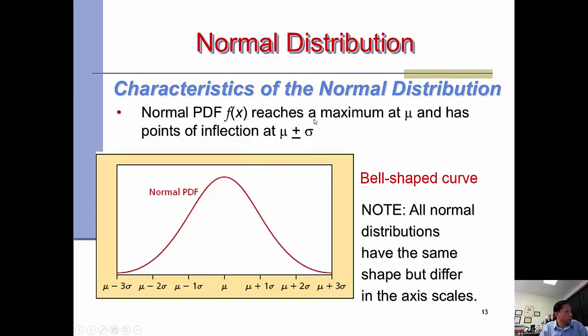A normal PDF reaches a maximum at mu and has points of inflection at plus 1 and minus 1 sigma. This is the point here at the peak, maximum at mu. This corresponds to the mean. At this point, minus 1 sigma over here, plus 1 sigma over here, that's the inflection point, right? You can see between here and this point, the curve curves down, and from here to the middle, it curves up. Again, from this point to this point, it curves up. From this inflection point, it curves down. Okay, there's a change between concave and convex in the shape.